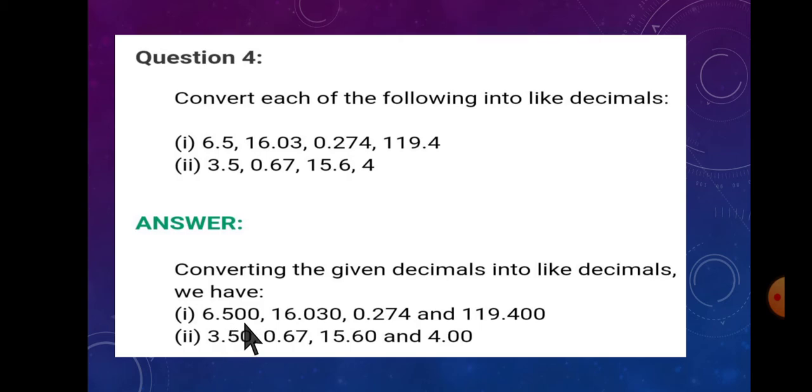So we insert two zeros there and one zero there, and the third number already has three digits after the decimal, so no need to insert zeros. Then the last one has only one digit after the decimal, so we insert two zeros. Now you can see all numbers have three decimal places, so all these numbers are in like decimal form. Like this we can do other questions also.